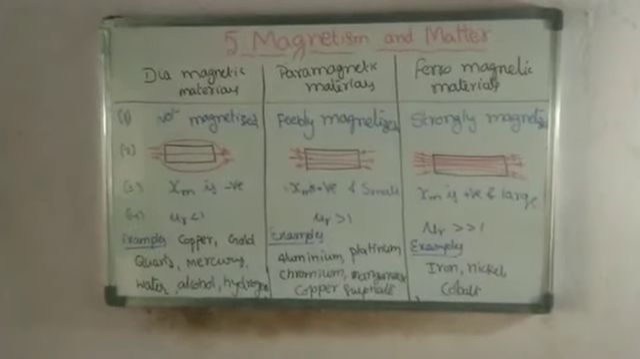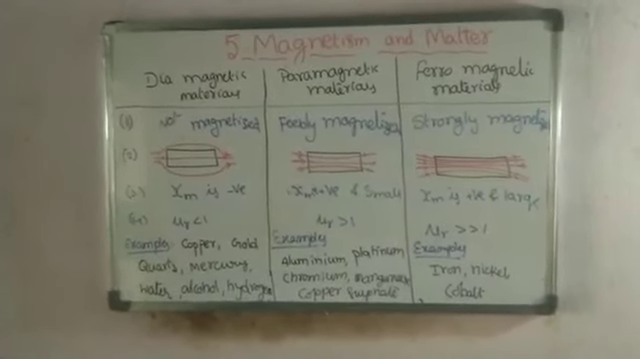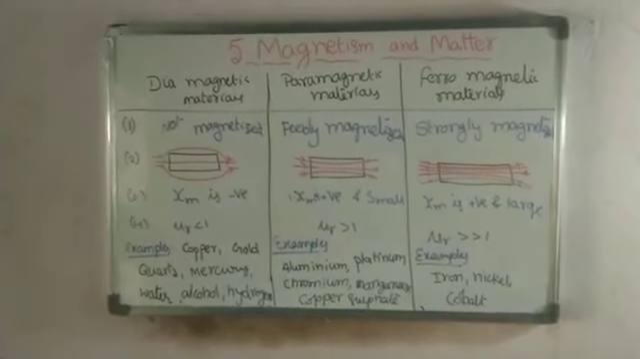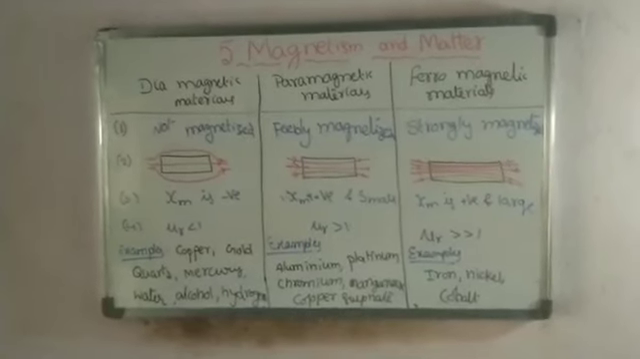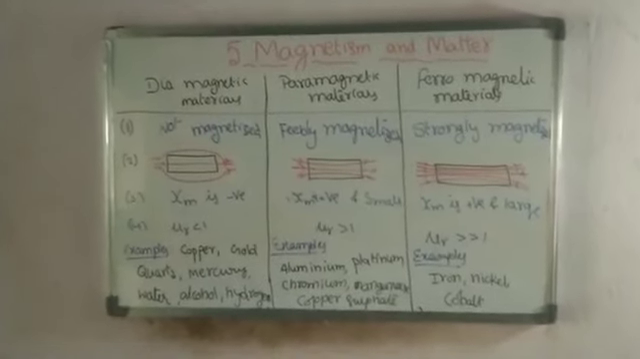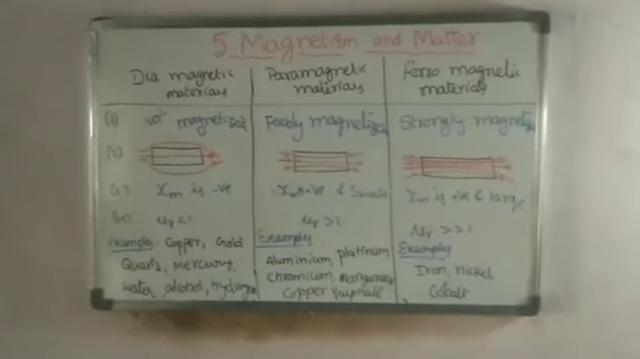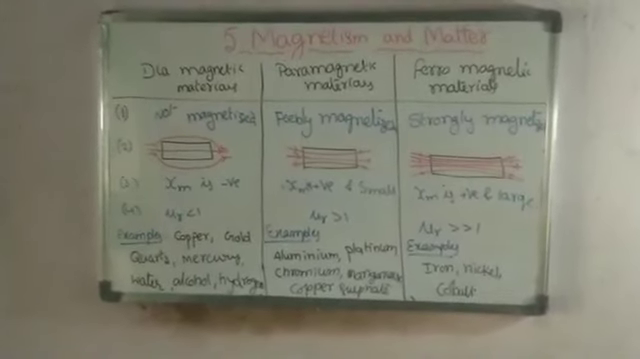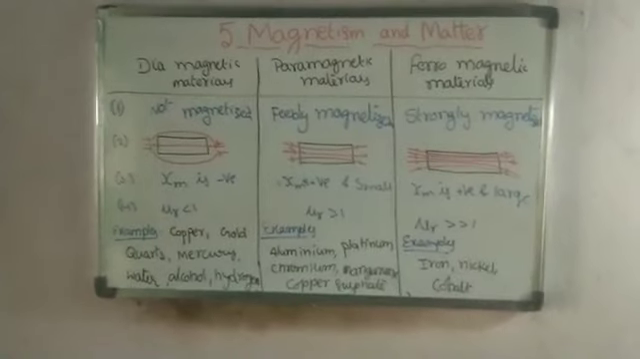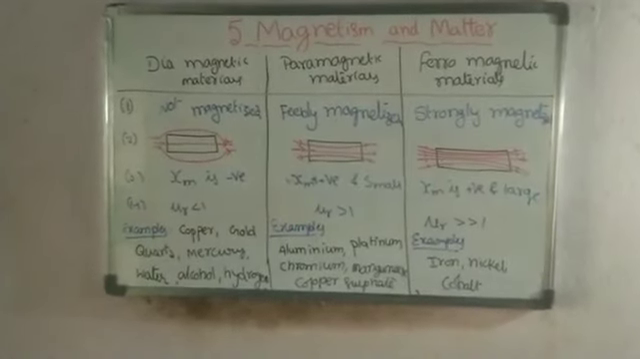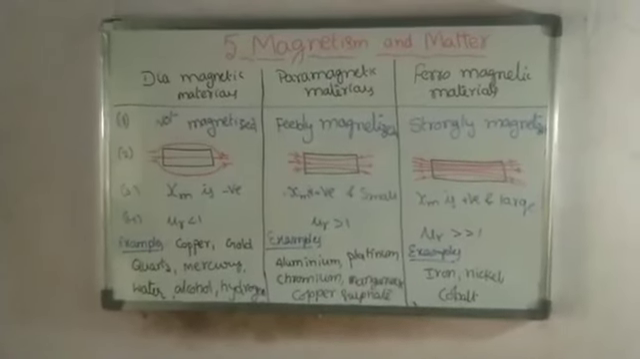Next, paramagnetic material examples are aluminum, platinum, chromium, manganese and copper sulfate. Similarly, the examples for the ferromagnetic material are iron, nickel, cobalt and alloys of iron and nickel. Okay, so these are certain examples for the dia, para and ferromagnetic materials. If they are going to ask a 5 mark question, then you have to write these 5 points, no problem. Generally the question they give is, explain about ferromagnetic materials, and you just have to write these 5 points.